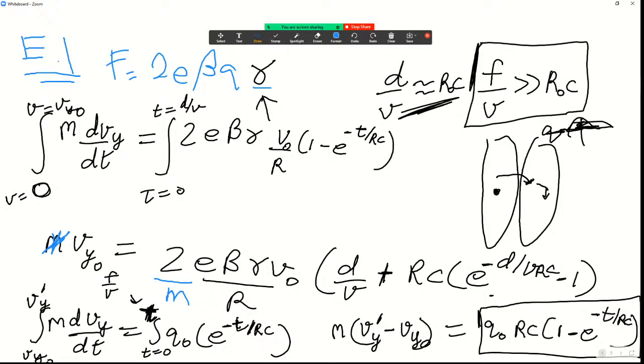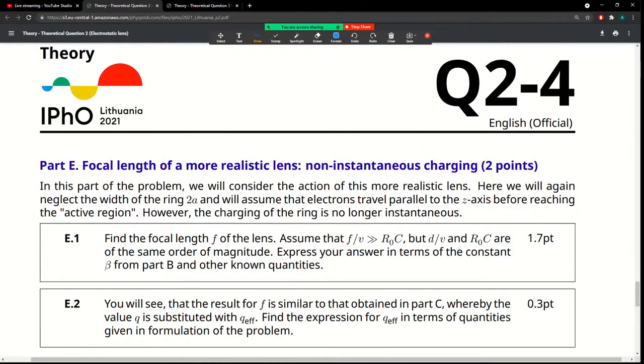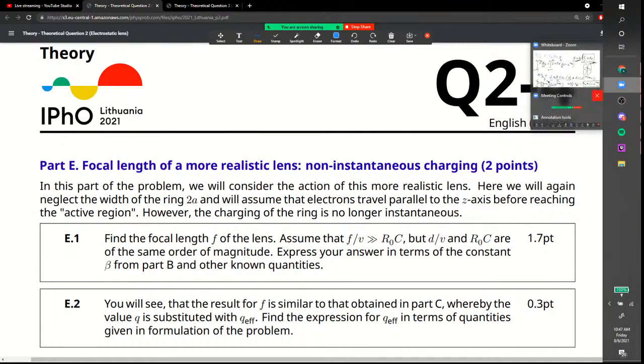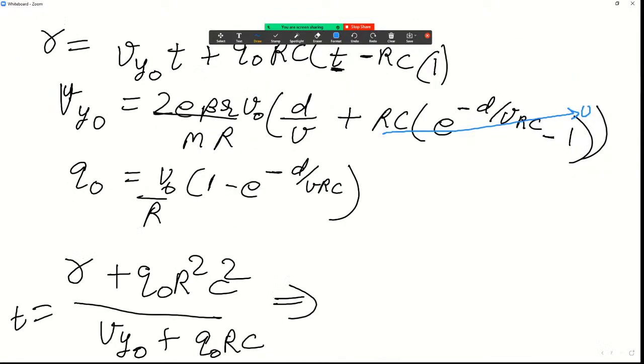Okay. For discharging, can we assume Vy0 to be constant? For discharging, yeah, I think so. Then we can solve it a little bit easily. Okay, then we can try that. Yes.